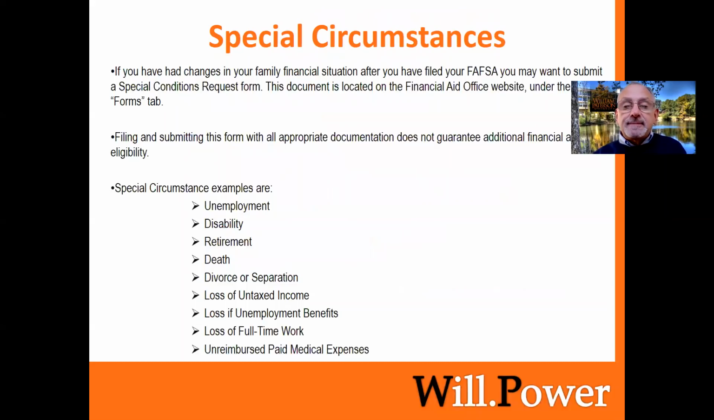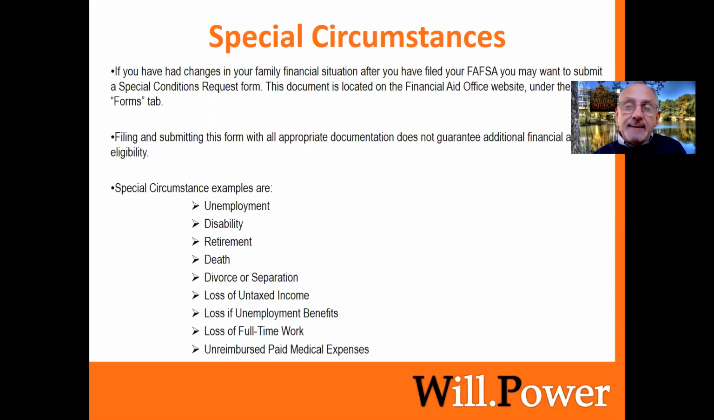Special circumstances. There's things that happen to a family that you can't put down on the FAFSA. There's no place on the FAFSA for them, but they're real and they happen to people in their lives. People become unemployed, they become disabled, parents retire, unfortunately parents die, there's divorce or separation, there's loss of untaxed income, there's loss of unemployment benefits, there's loss of full-time work, and there's unreimbursed medical expenses.